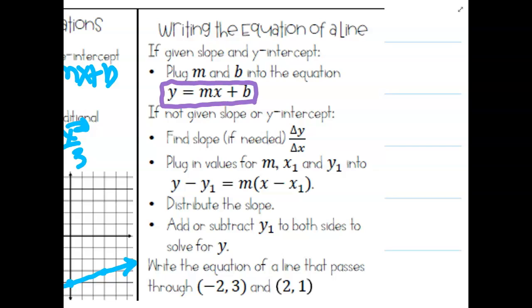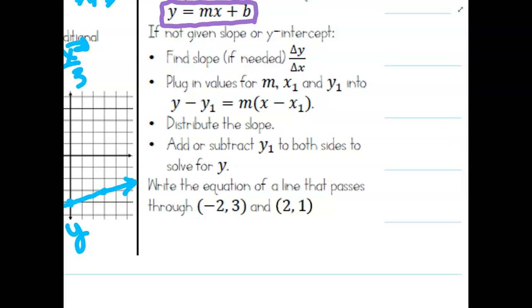Now, sometimes you're not going to need point-slope form. To write your answer like y = mx + b, you need a number to plug in for m and a number to plug in for b. So there's going to be some problems where they just give those to you. They're going to say, write the equation of a line that has a slope of this and a y-intercept of that. If they give those to you, just plug them in. Now, if they don't give them to you, you are going to use point-slope form.